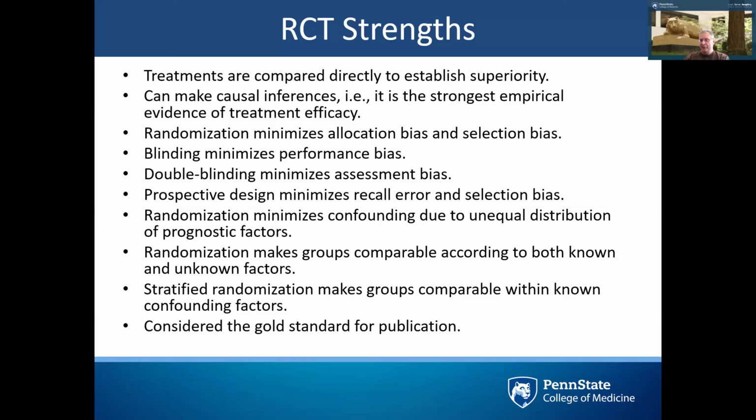Randomization will minimize confounding due to the unequal distribution of prognostic factors. Randomization makes groups comparable according to both known and unknown factors. You can do a stratified randomization, which makes groups comparable within known confounding factors. And they're basically considered the gold standard for publication, and especially for causality studies.